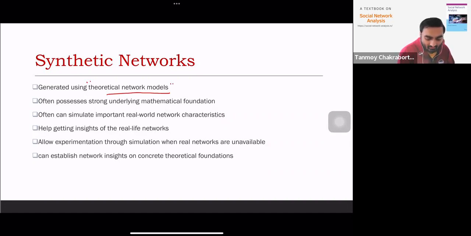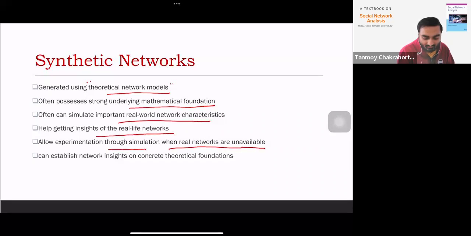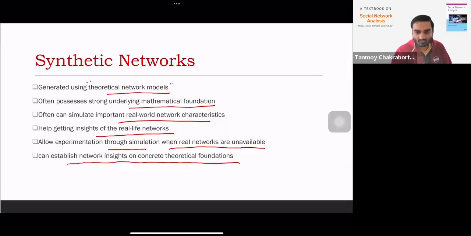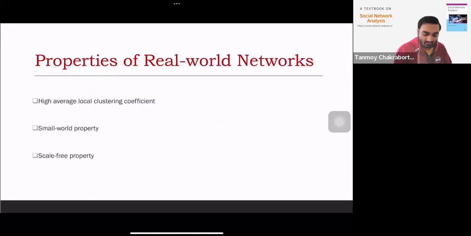And it often possesses a strong underlying mathematical foundation, can simulate important real world characteristics, help get insights of the real world network, allow experimentation through simulation when real networks are unavailable, and can establish network insights on concrete theoretical foundations. Okay, so this is the task, right?